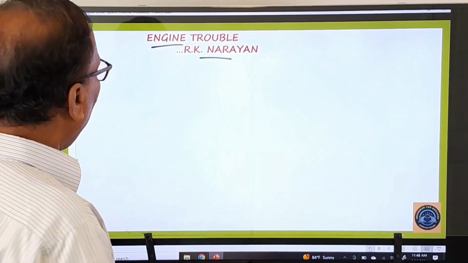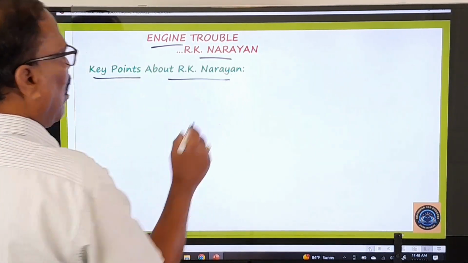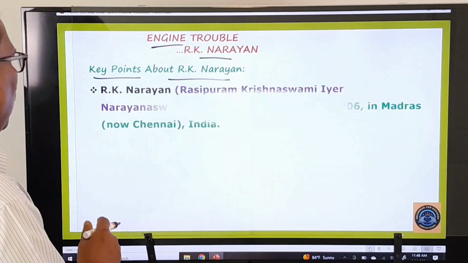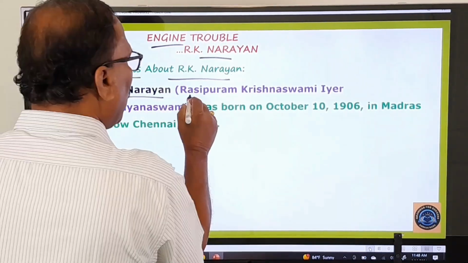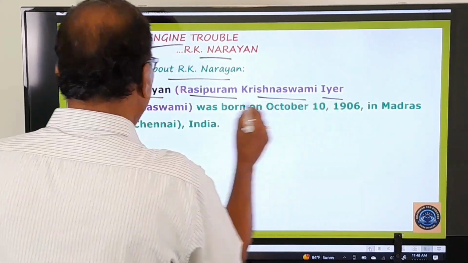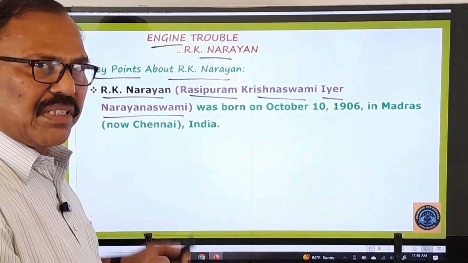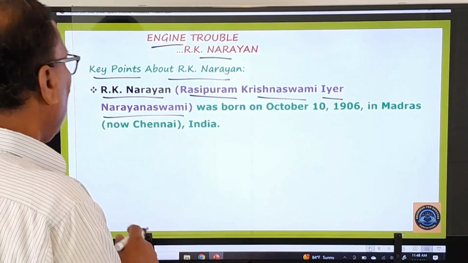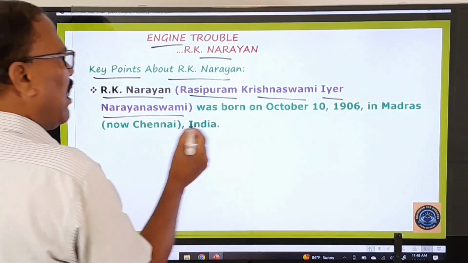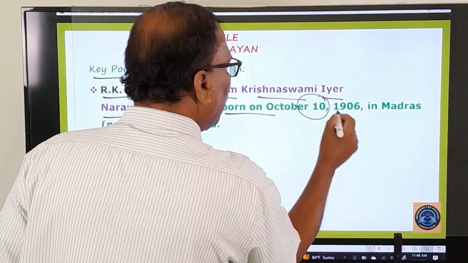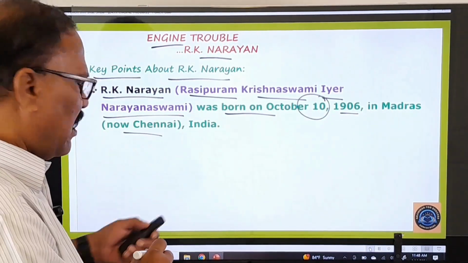First of all, let us learn about the key points about R.K. Narayan. This is the short name for Rasipuram Krishnaswamy Iyer Narayanaswamy. This is a very lengthy name of this writer, and we shortly and sweetly call him R.K. Narayan. He was born on October 10, 1906 in Madras, now called Chennai, in India.